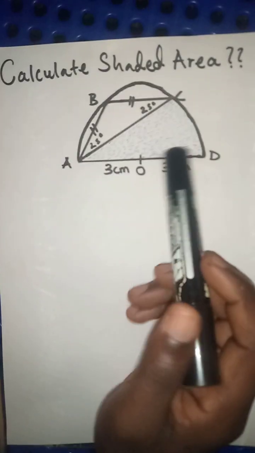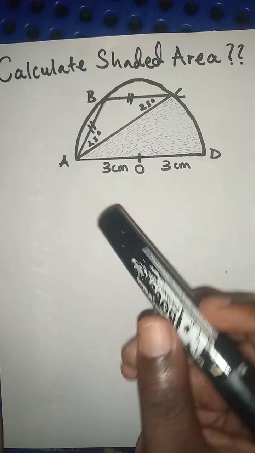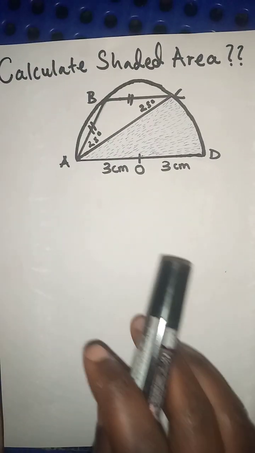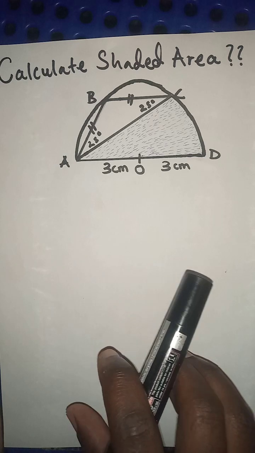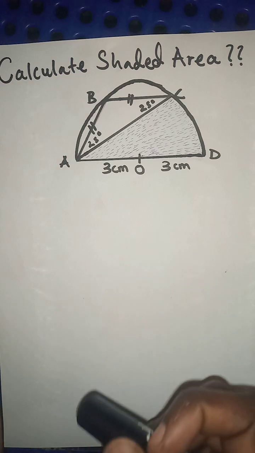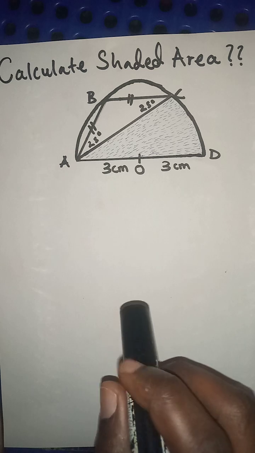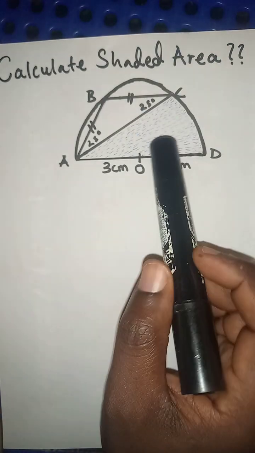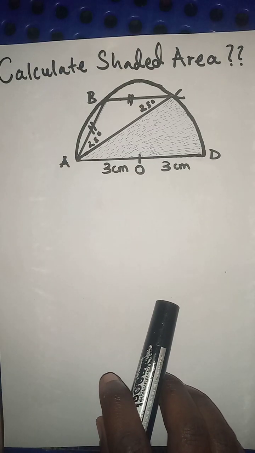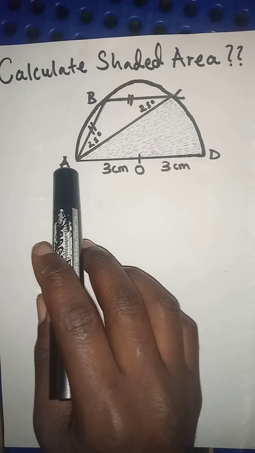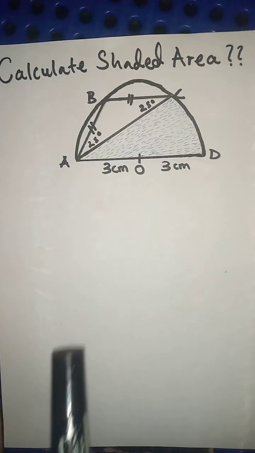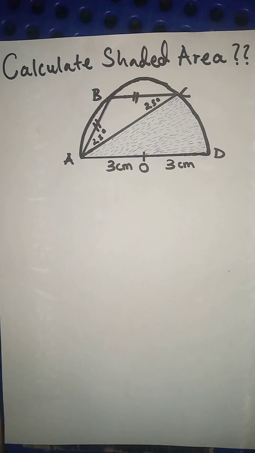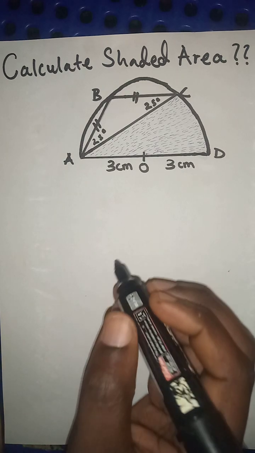Calculate the shaded area. Today we have a typical trigonometry equation combined with the angle properties of a circle. I'm going to take you through the properties up to the end and also solve for the required region and the shaded area ACD. I hope you're able to see it clearly. I'm going to take you through step by step up to the final solution.